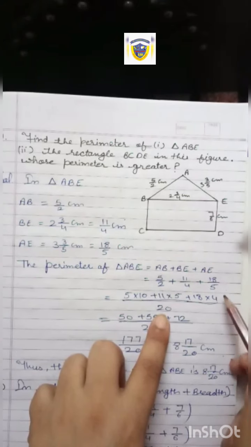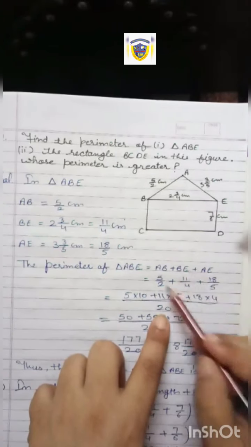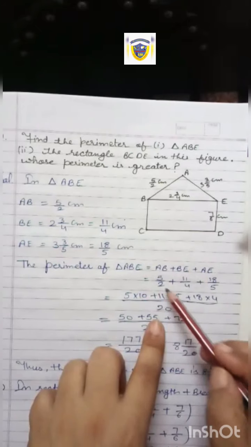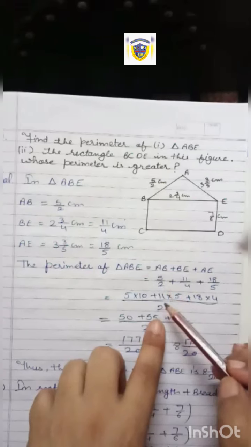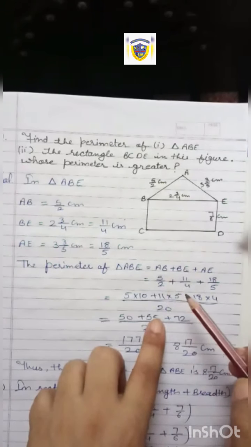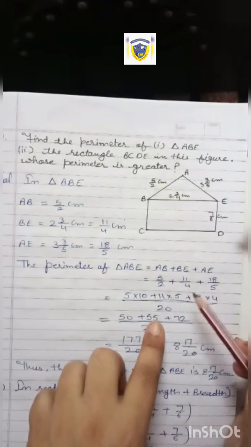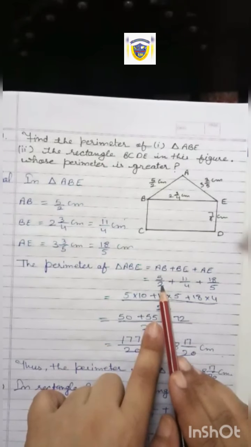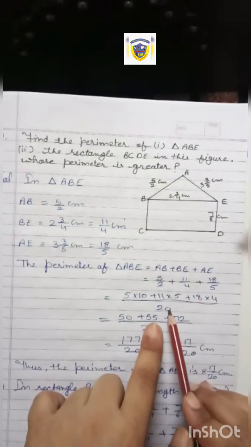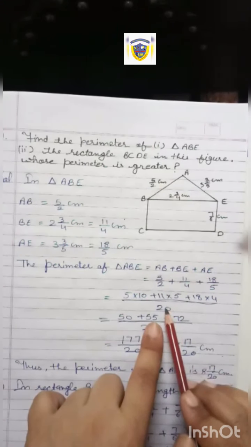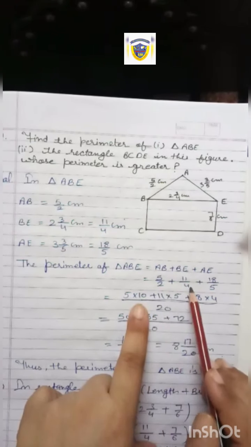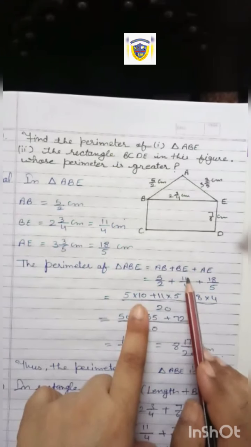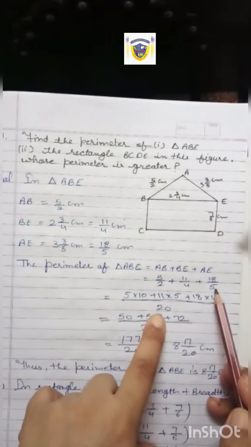Then 18 multiply 4. To solve this, first I have to divide the LCM by the denominator. Then after that we will multiply the answer with the numerator. Clear? Once again I am repeating. First I will take the LCM of 2, 4 and 5, that is 20. Then I divide 20 by 2, that is 10. Then I multiply 5 by 10, and 20 divided by 4 is 5, so 11 into 5.